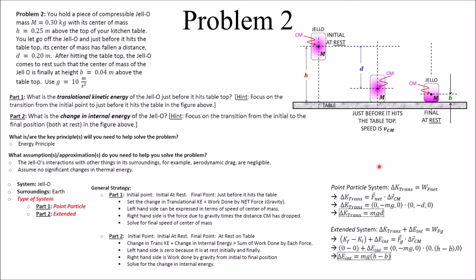Hopefully these two problems illustrate what's going on with the idea of an extended system versus a point particle system. Also, we saw in the first problem how we're dealing with moment of inertia, and we're starting to look at rotation, and we will look at that a bit more as well. We have an example here of a collision, or at least we're starting to think about collisions a bit more, and we will see more examples of collisions moving forward too. And so we will see you in the next one.